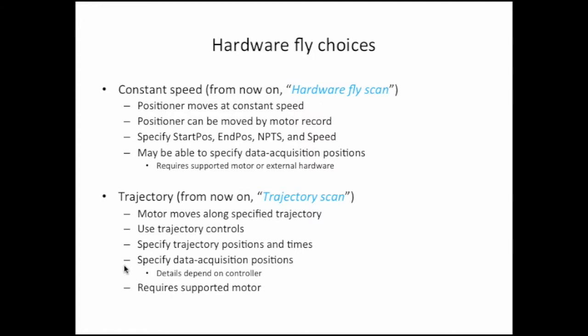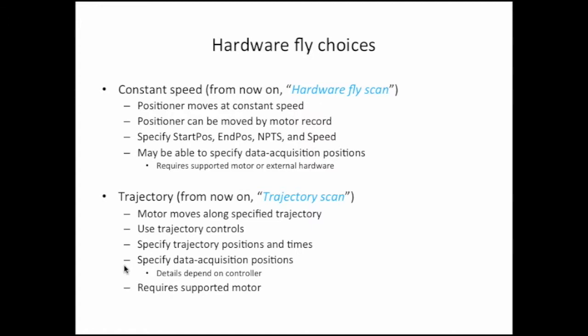So in this case, the positioner moves at constant speed. Obviously, the positioner moves at constant speed, and it can be moved by a motor record, and all you have to do is specify the start and the end position and the number of points and the motor speed. And in some cases, with some motor types, you might be able to specify the positions at which data are acquired. You might be able to say every 1/10 of a degree, or you might be able to actually specify 0.1 and then 0.32 and then 0.78, whatever.